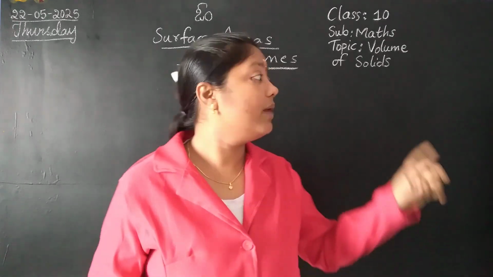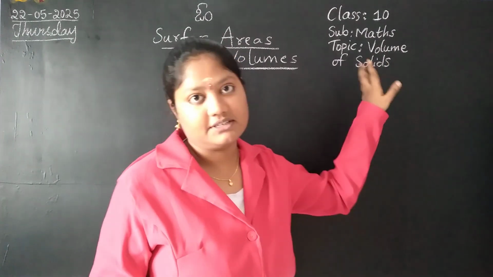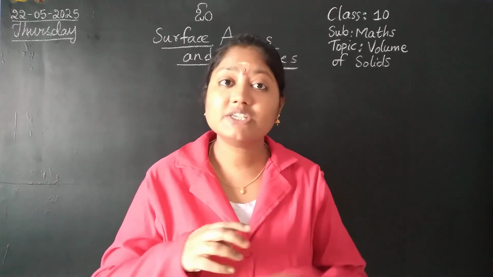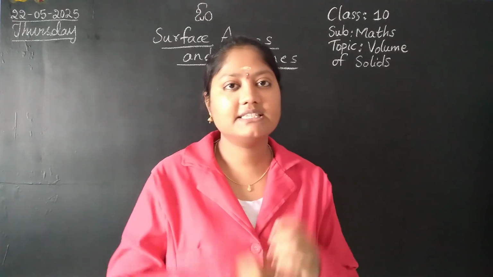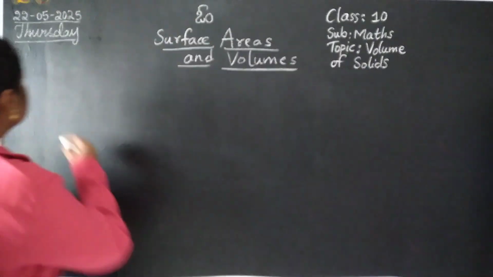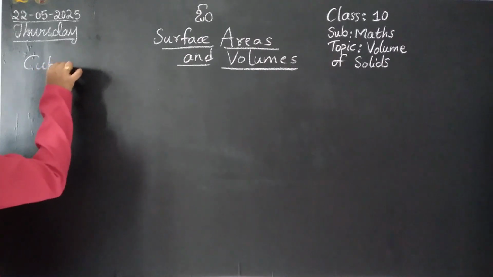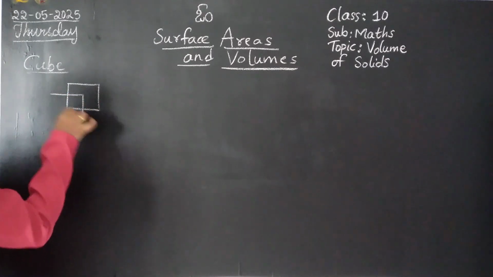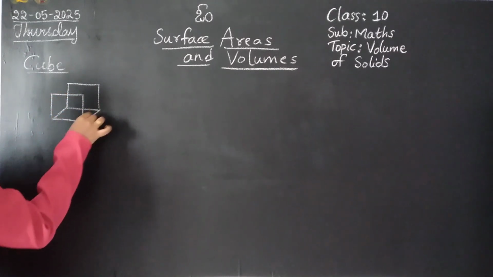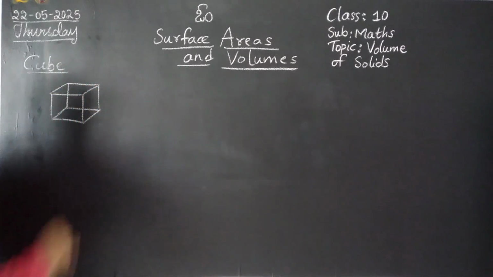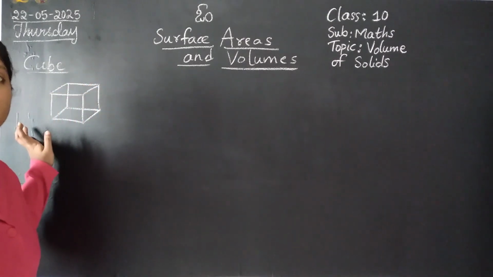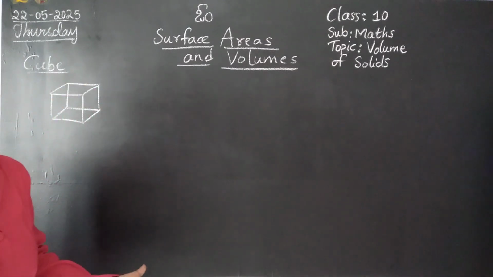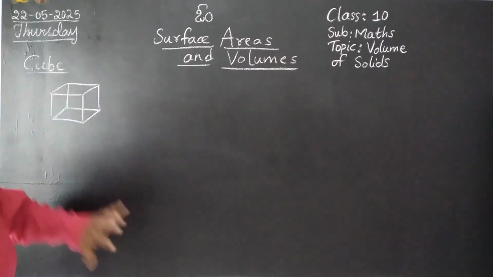Now let us find the value of volume of the solids. So first let us know what is a volume. Volume is nothing but the space which is occupied inside the solid. For example, if you have seen a cube. This is the cube. Cube is formed with squares, with 6 squares. Now volume is nothing but the space occupied inside this solid.